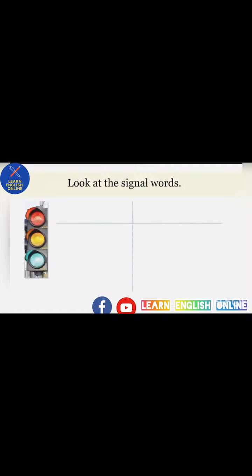Let's look at the signal words. So first, this is a signal. This is a traffic signal, and it tells you when to stop and when to go. Signal words tell us when to use the simple present and when to use the present progressive. They signal what time we're talking about. So let's make a chart, and on one side we'll put simple present and on the other side present progressive.